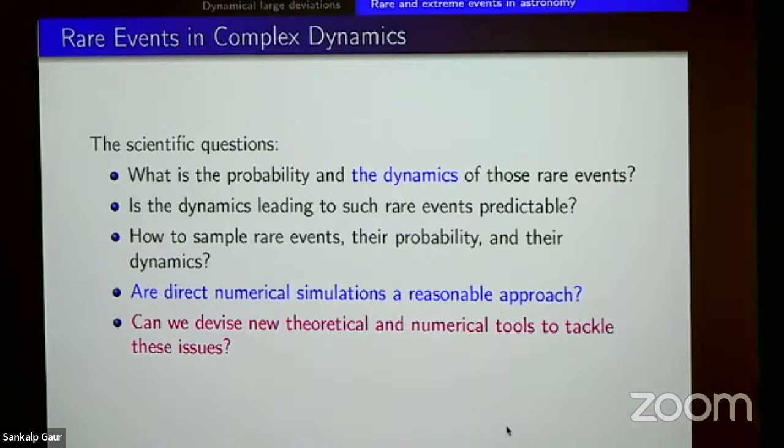And so if we want to compute the probability and the dynamics of those rare events, if we want to assess whether or not the dynamics is predictable, whether we have this instanton or not, and if we really want to have a lot of statistics to understand their probability and their dynamics, then we need something else. And so this is where large deviation theory might be useful. It might be useful to devise algorithms to make numerical simulation more reasonable. And we also want to understand the basics of this relevance in this dynamical system. Okay.